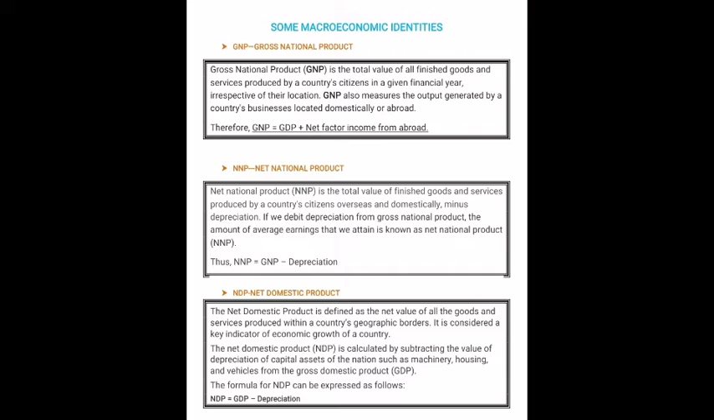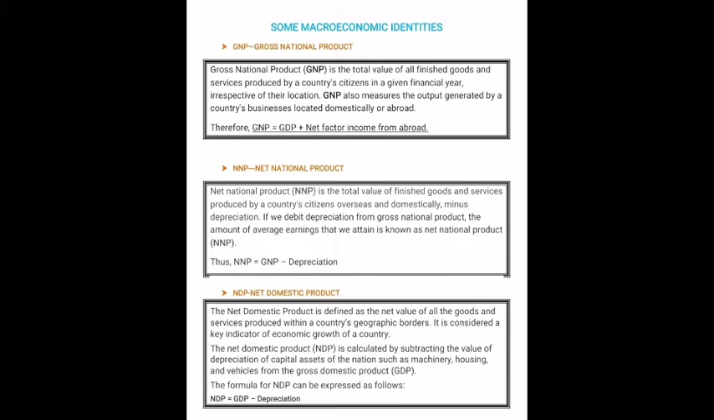Next is NNP, Net National Product. Net national product is the total value of finished goods and services produced by a country's citizens overseas and domestically, minus depreciation. So, if we deduct depreciation from gross national product, the amount of net earnings that we attain is known as net national product. So, NNP is equal to GNP minus depreciation.